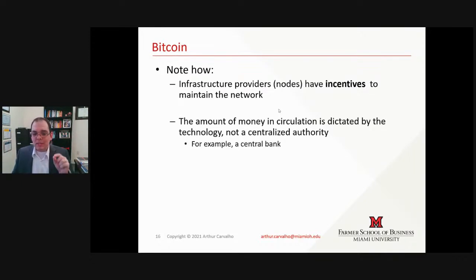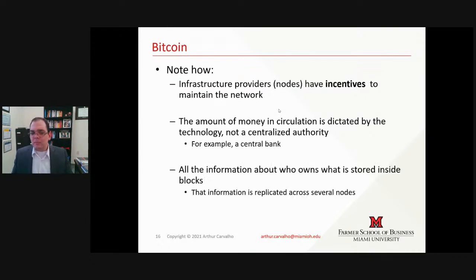Now, number two, note how the money in circulation is dictated by the technology. There's no central bank. There's no treasury here printing money. There's no central bank trying to control the flow of money or interest rates. It does not exist here. Bitcoin will be a whole financial system without a central authority. And number three, because we don't have a central authority, we don't have one specific company, organization, or person to store the transactions. The transactions will actually be stored by anyone who wants to. So that set of transactions will be replicated across many computers. Why? Because if we replicate across many computers, we don't have to trust anyone individually. Again, the trust issue is solved.